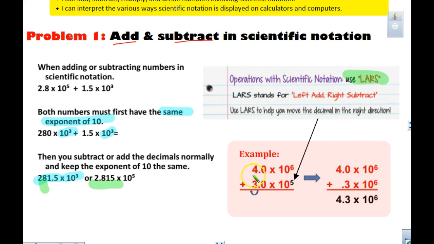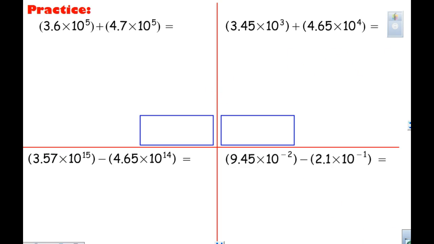For example, if we are adding 4 times 10 to the 6th plus 3 times 10 to the 5th, since our decimal has to be moved, we are going to add. When you move it to the right, you are subtracting the power; left add. So in this case, we moved it back to the left. That means instead of 5, we now add 1 and we get 6. We are adding these two together, 4.3 times 10 to the 6th.